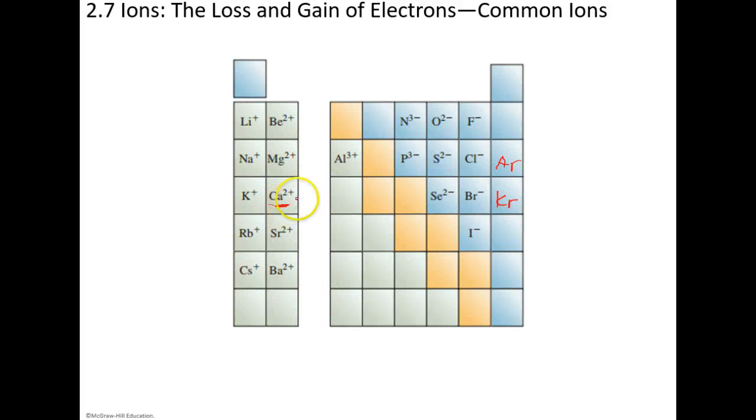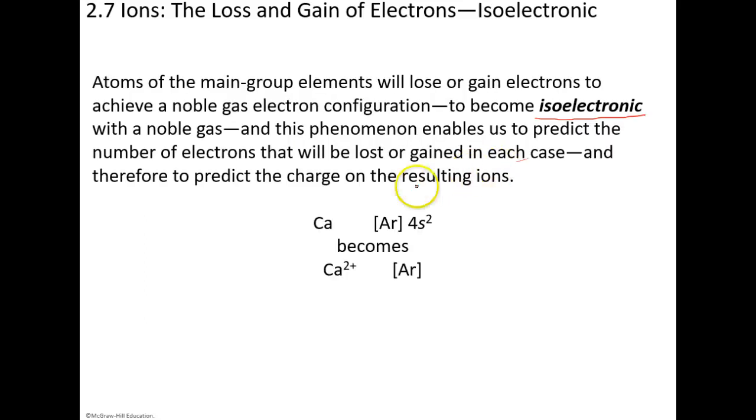Calcium is going to lose 2 electrons so that it has the same electron configuration as argon. Argon is closer to calcium than krypton is. Argon is 2 atoms away from calcium. Krypton is these 5 plus all the D's, so it's pretty far away. So it wants to have the same electron configuration as argon, so it's going to lose 2 electrons. Okay, so that's what they're showing you here. Calcium itself has the noble gas configuration of argon plus 4s2. However, it wants to lose these 2 electrons so that it has the same electron configuration as argon.